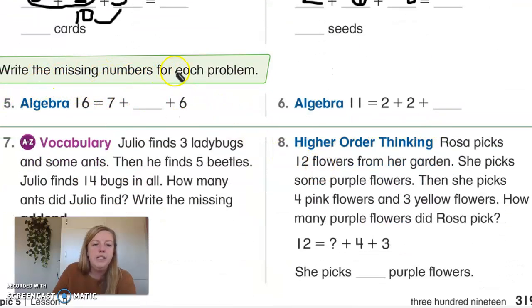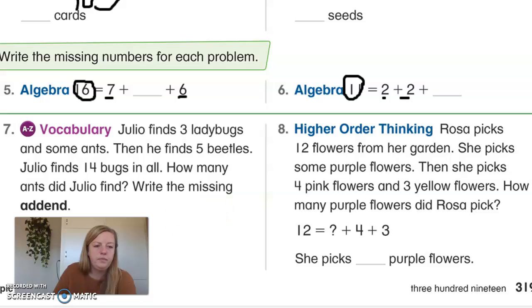It says write the missing numbers for each problem. So this one, it gives me my whole, and then it gives me 2 parts. You have to figure out what the missing part is. Same thing over here. It gives me the whole and 2 of the parts, and you have to figure out what that missing part is.